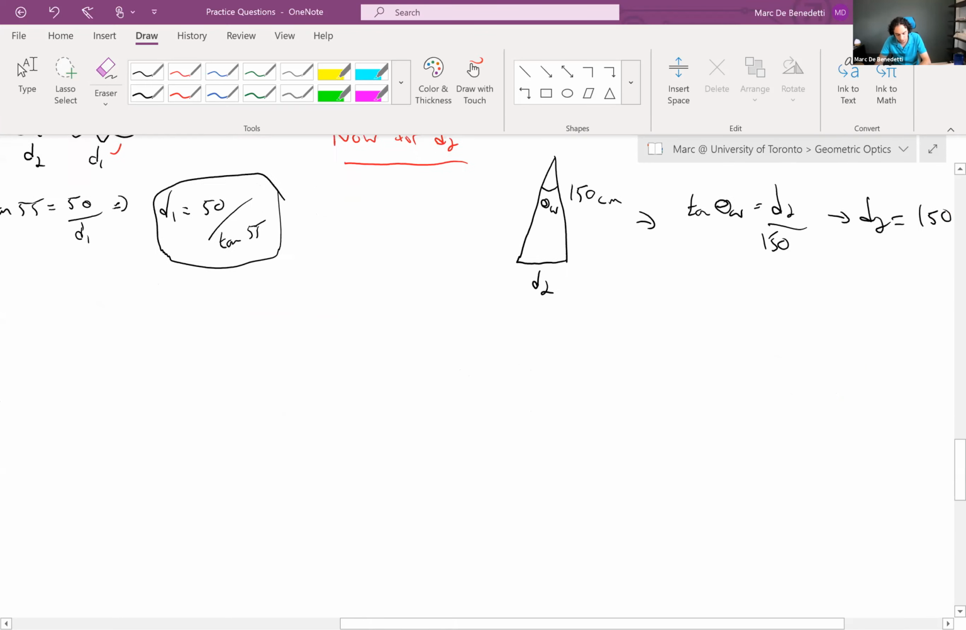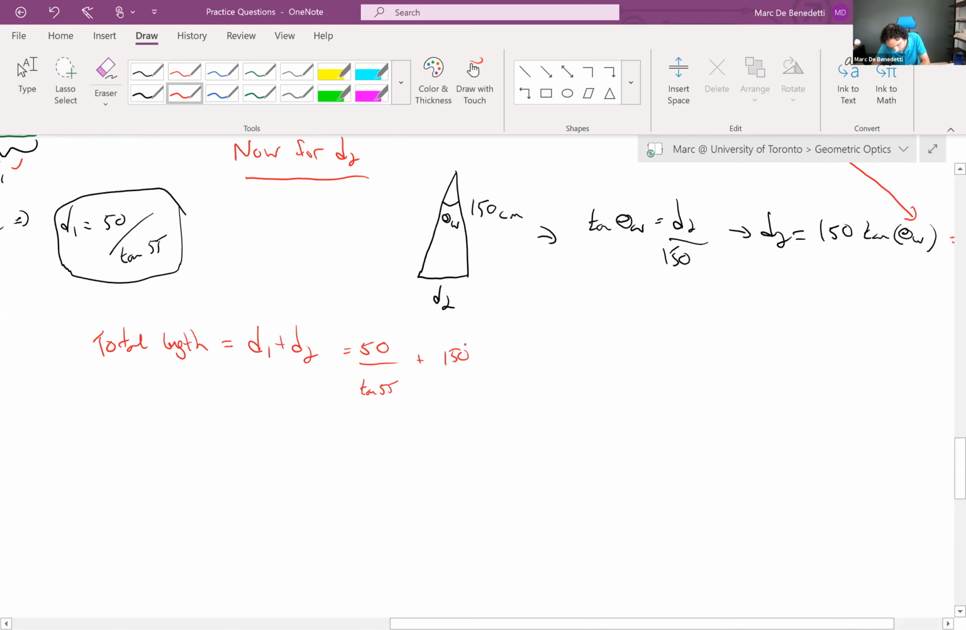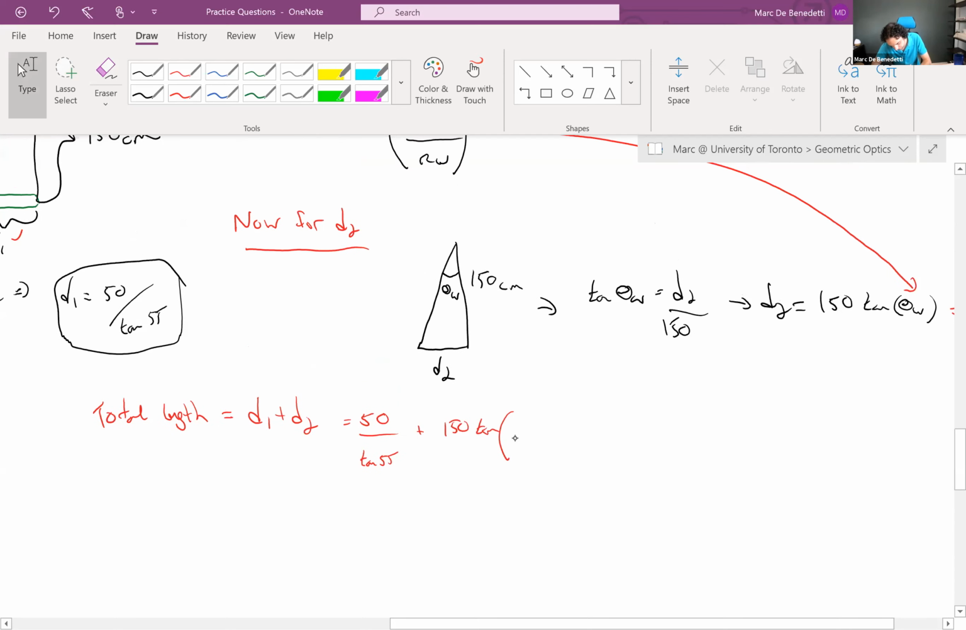And then, of course, the total length of the shadow is going to be the sum of distance 1 plus distance 2, which we have. We have both of them. So it's going to be 50 over tan 55 plus 150 tan theta W, whatever value theta W happened to be. Okay.